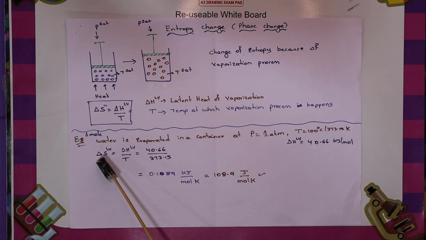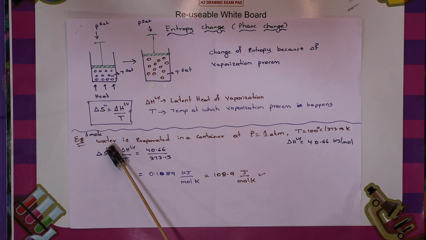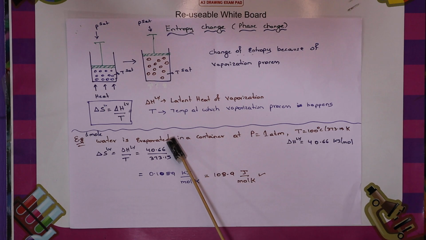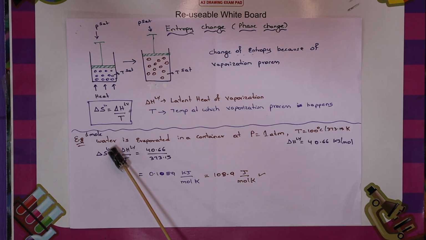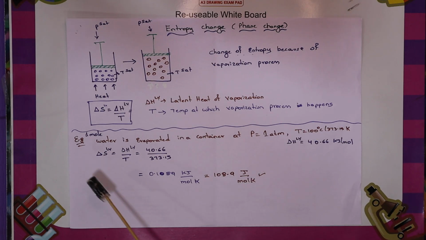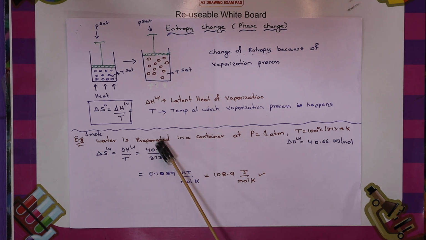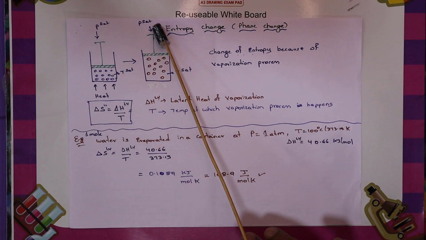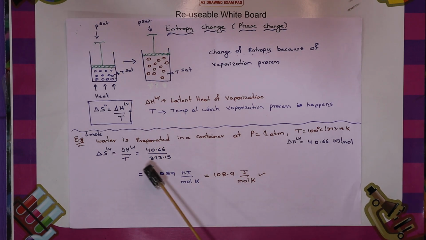So we know the change in entropy because of this phase change is delta H LV by T. So 40.66 kilojoule divided by the temperature at which it is happening, around 100 degrees centigrade. The entropy change because of the vaporization process is 108.9 joule per mole Kelvin. It is a very simple formula. Whenever you compute entropy changes during a phase change, it's a simple formula that comes in. This entropy change is valid at this particular pressure. Keep that in mind.